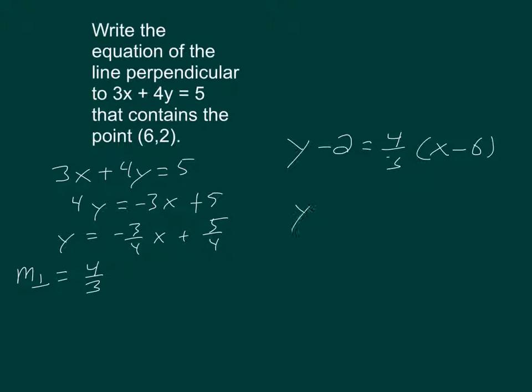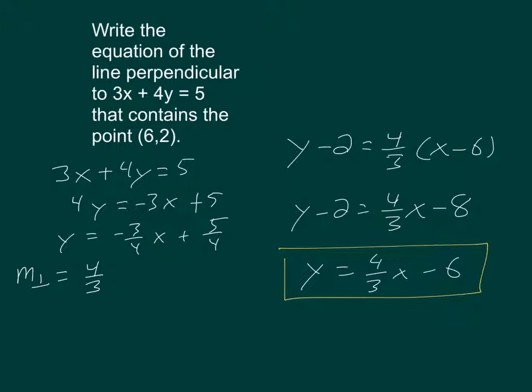Distribute the 4/3, and that's going to be 4/3 x minus, 4 times 6 is 24, over 3 is 8. And adding 2 to each side, I get y equals 4/3 x minus 6. And there we go. That's the equation of the line that's perpendicular to 3x plus 4y equals 5, and it contains the point 6, 2.